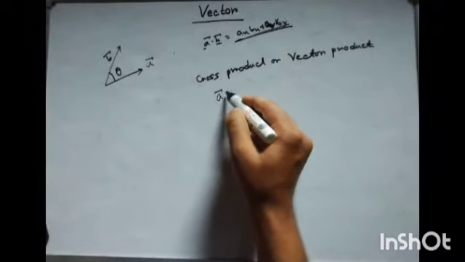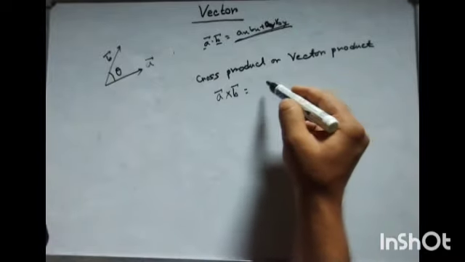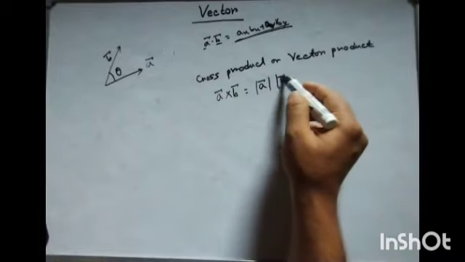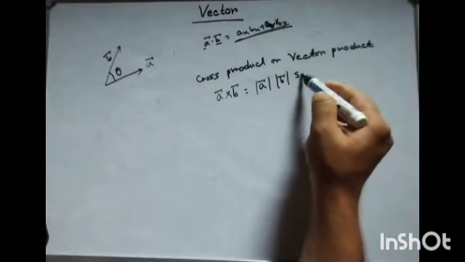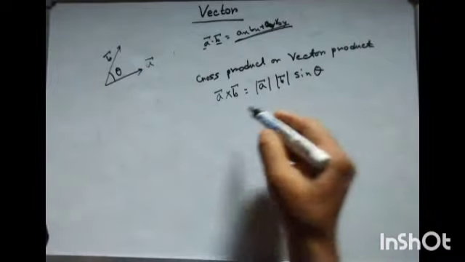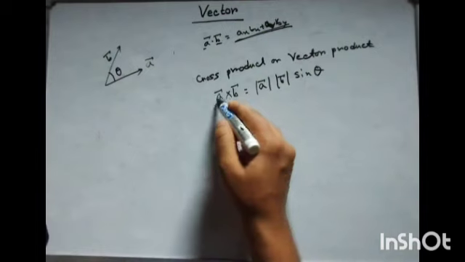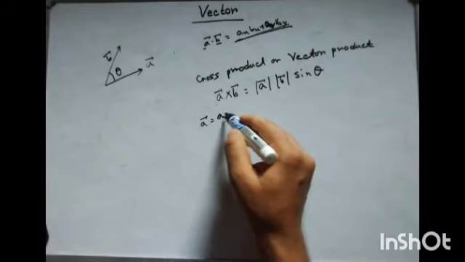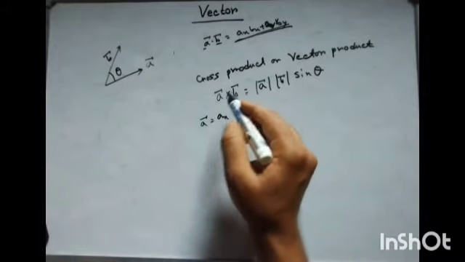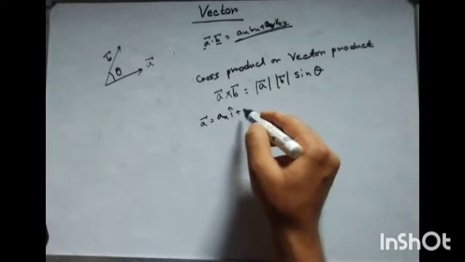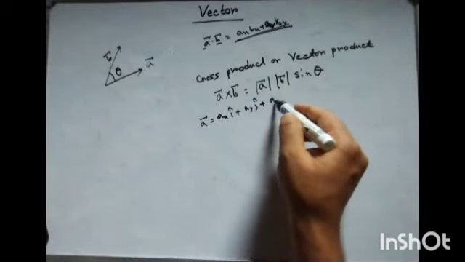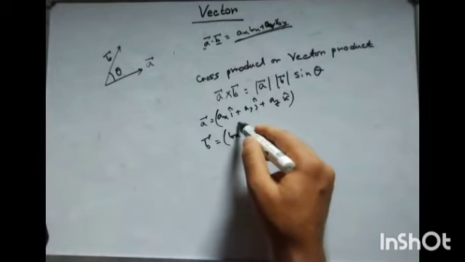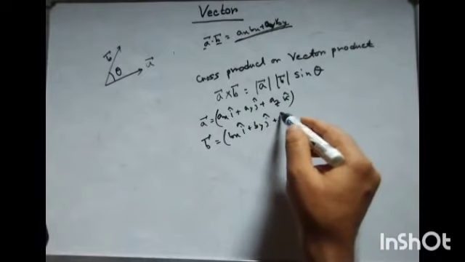But cross product is represented as a cross b, and it is defined as mod a, mod b, magnitude of a vector into magnitude of b vector into sine theta, where theta is the angle between these two vectors. And if you break these vectors into components, suppose these are 3D vectors, then a vector is ax i cap plus ay j cap plus az k cap, and b vector is bx i cap plus by j cap plus bz k cap.